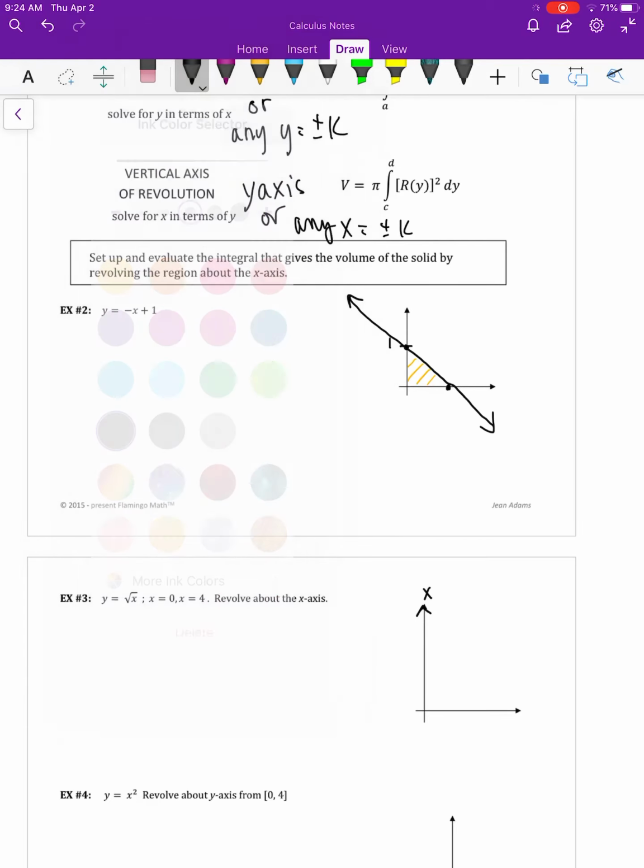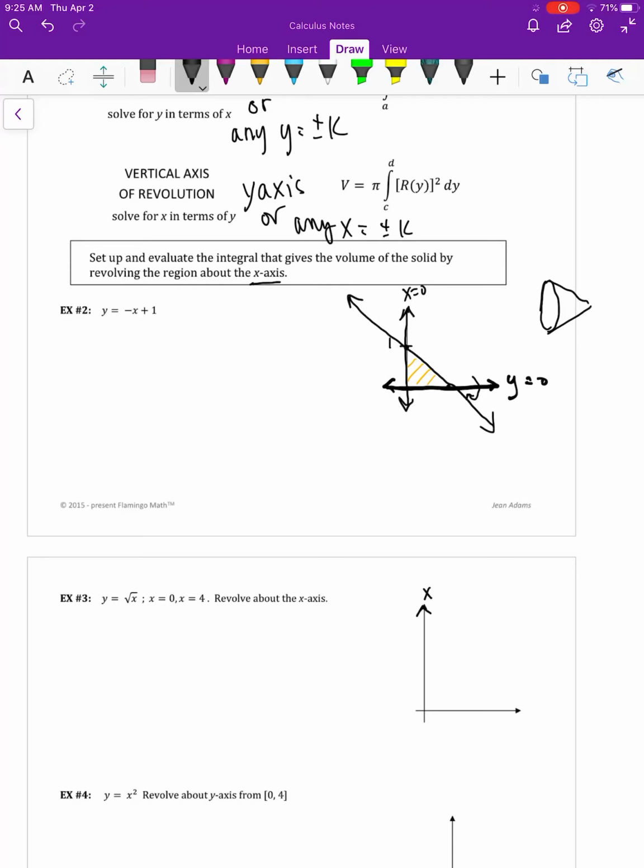They didn't really say, but they might have said the lines x equals 0, y equals 0, and y equals -x plus 1. They might have said the region that was bounded by those lines. And then they did tell us that they wanted us to revolve it around the x-axis here. So we imagine that if we revolved that around, it would produce a sideways cone like that.